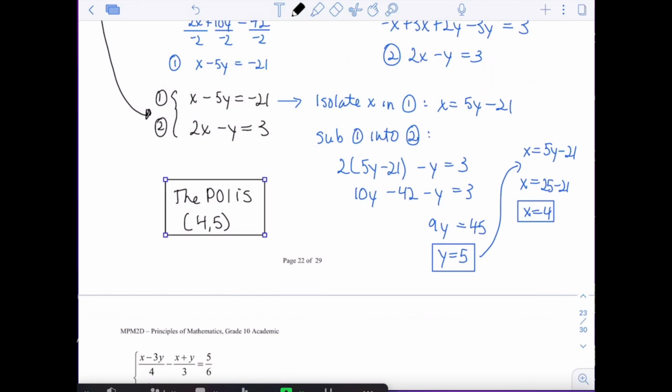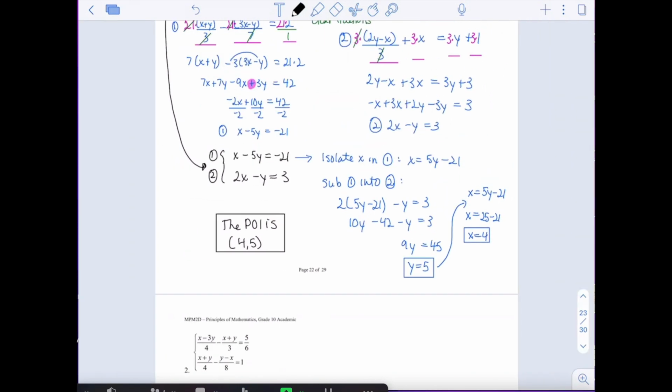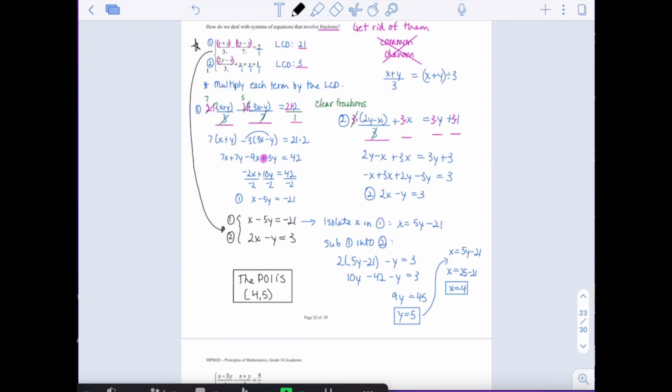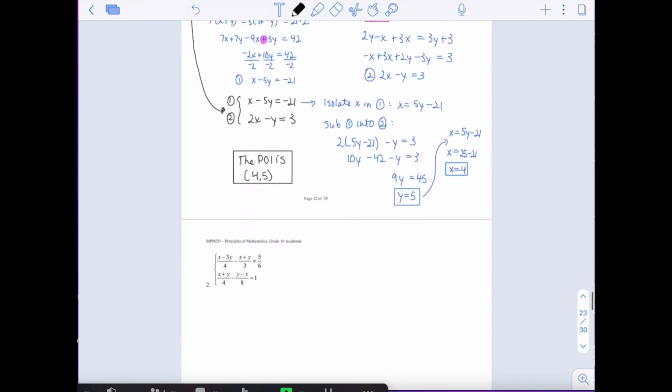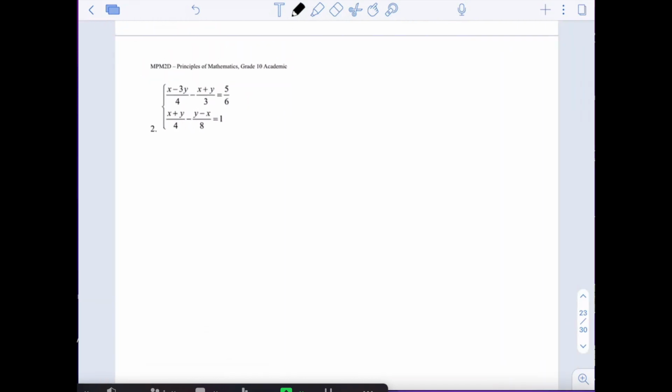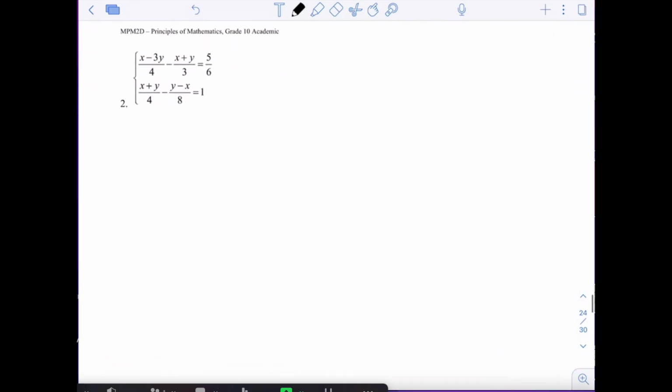Excellent. Of course, I could do the extra step of going back into the original equations and checking it, but we're not going to do that here. What I suggest you do is pause the video now, try this one, and then come back and view the video to see if you got the right answer.